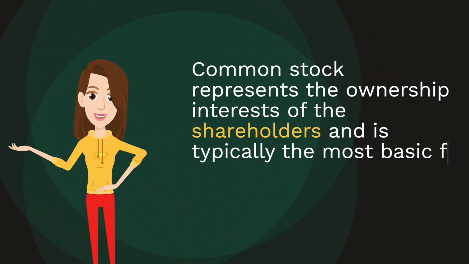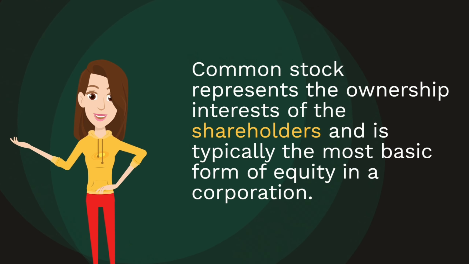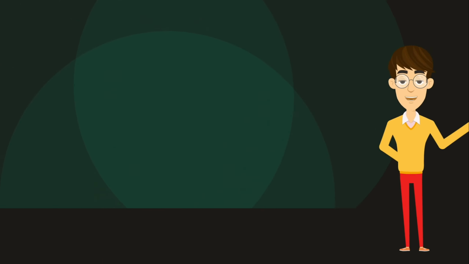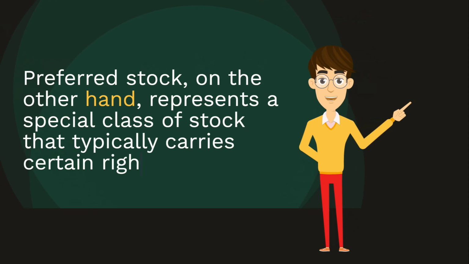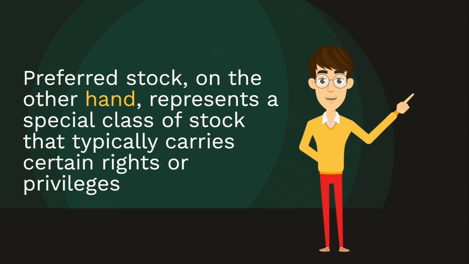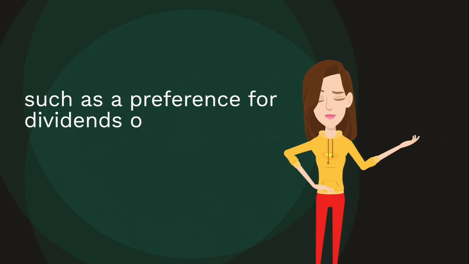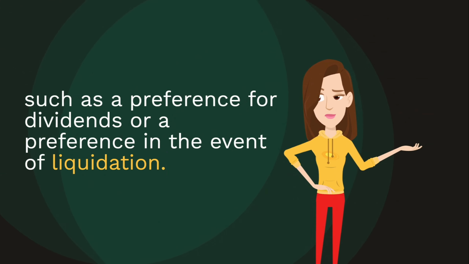Common stock represents the ownership interests of the shareholders, and is typically the most basic form of equity in a corporation. Preferred stock, on the other hand, represents a special class of stock that typically carries certain rights or privileges, such as a preference for dividends or a preference in the event of liquidation.